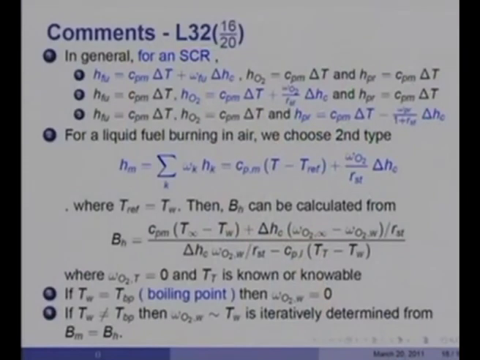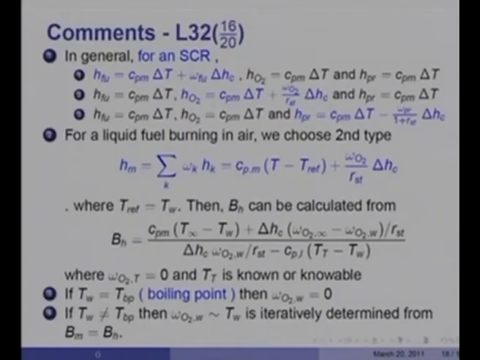So, as I said earlier, we can define our mixture in a variety of ways for a simple chemical reaction. One is to say HFU is equal to CPM delta T plus omega FU del HC, which is what I did earlier. HO2 will then be equal to CPM delta T, and H product will be CPM delta T because of the equal specific heat.